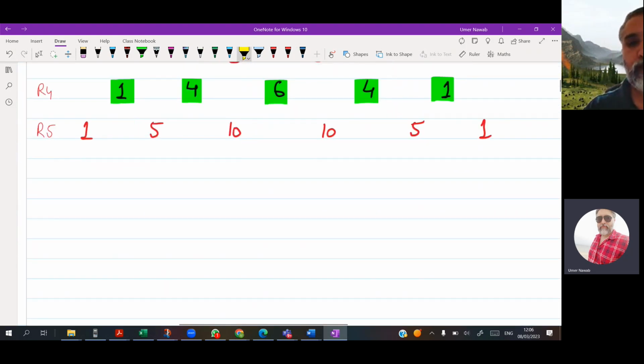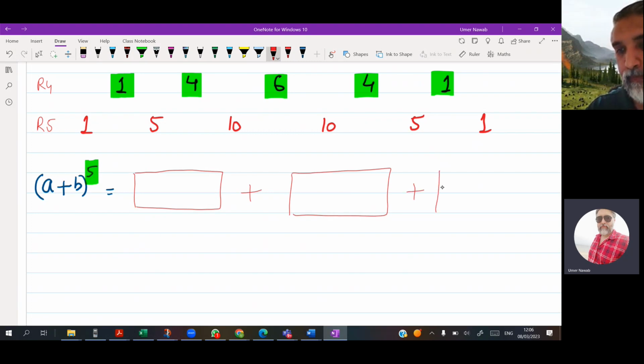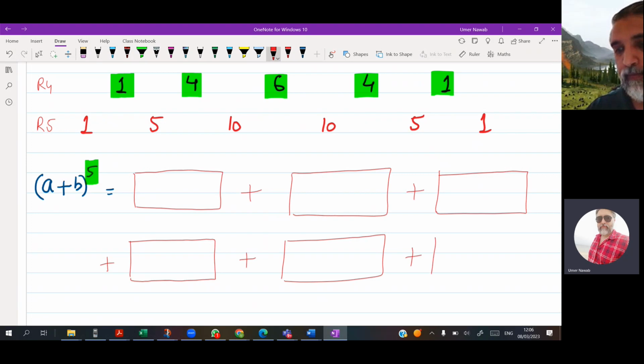Now you can guess the expansion of a plus b whole power 5. What is the guess? You will say, Mr. Omar, since the power is 5, I'm 100% sure that in the expansion I will get 6 terms. We are going to get 6 terms in the expansion of a plus b whole power 5. Second guess.